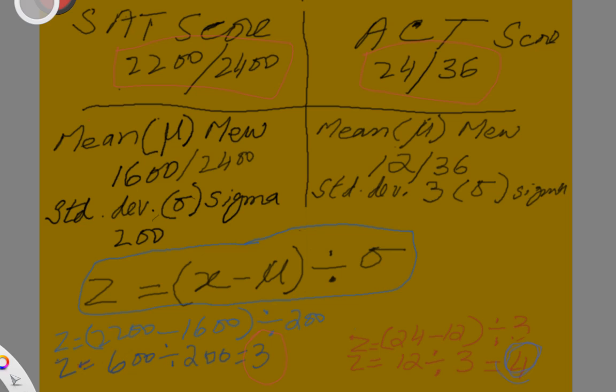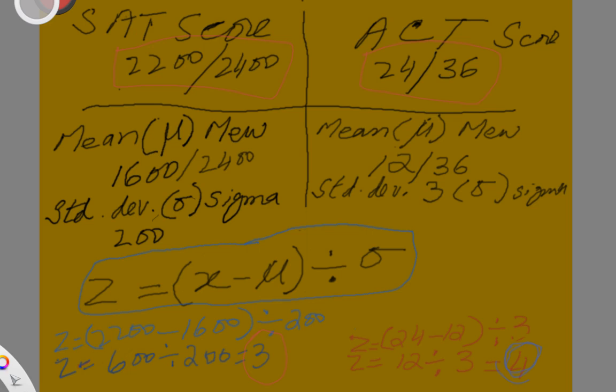So this is what I was talking about, when we said we're going to compare two separate sets of data and try to see if there is any parity or comparison between the two that we can come up with. Here we have a person who has scored 2200 out of 2400 on SAT. And here's another person who has scored 24 out of 36 on ACT test.